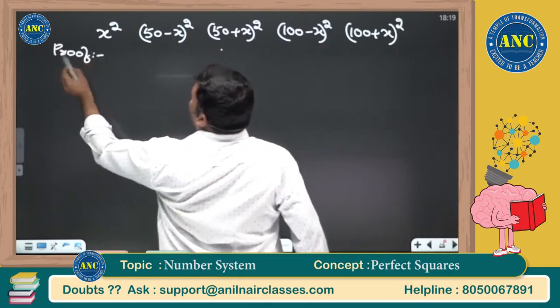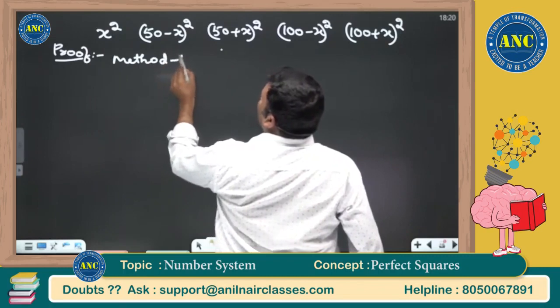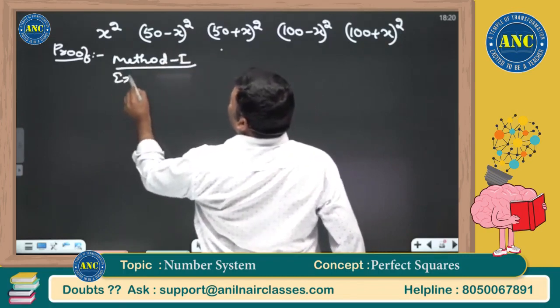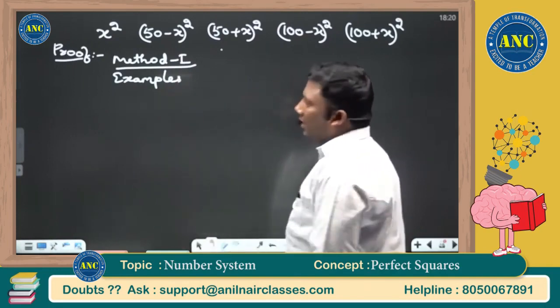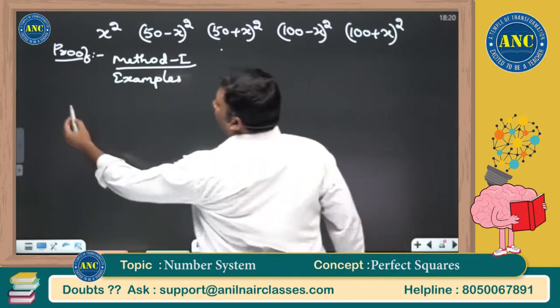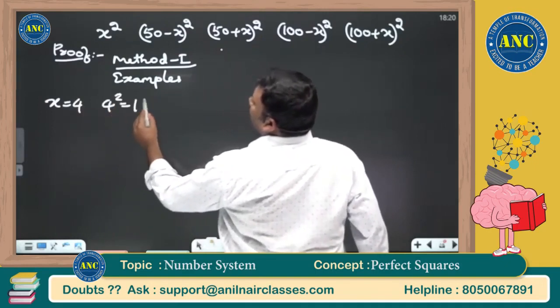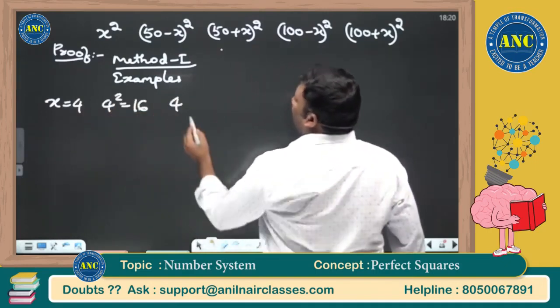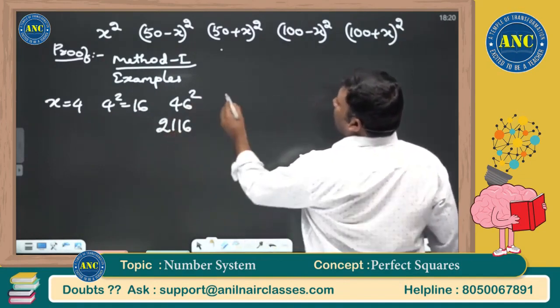Proof. Method 1 is by taking examples, a vague proof. Then I'll do the remainders. Let me take x value 4. 4 square is 16. 50 minus 4, 26 square is 2116.